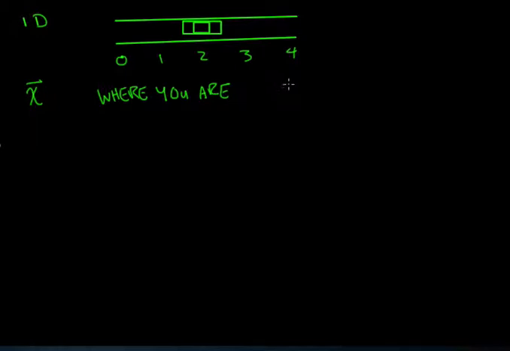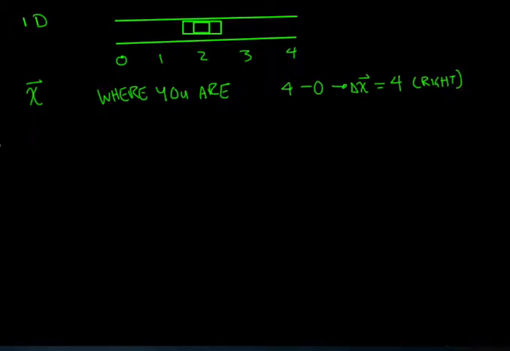So let's say your final position is 4, and you started off at 2. Then your change in position, and the delta, the triangle, means change, change in position equals 4. You moved 4. Now, this is a good time to review what vectors are.